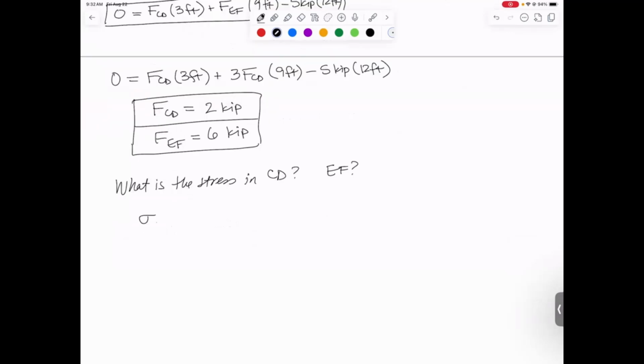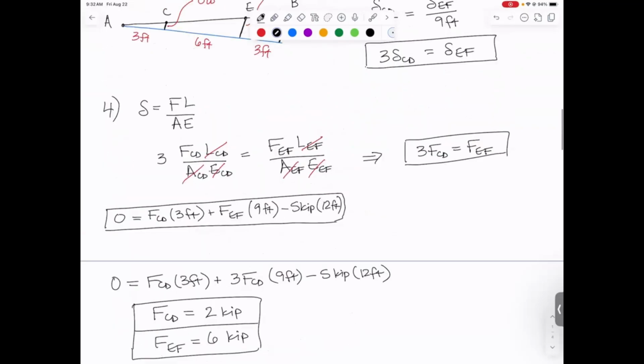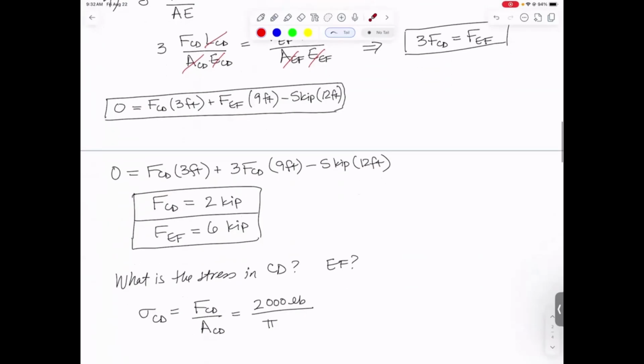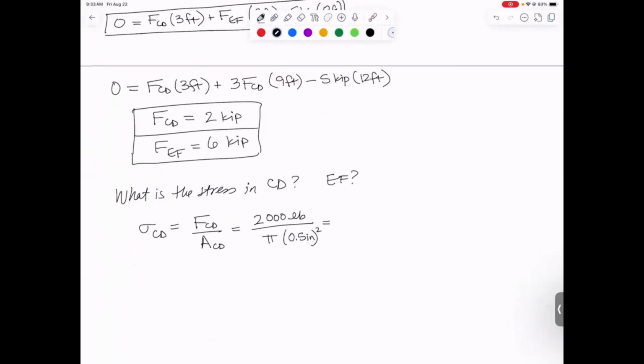If I want to find the stress in CD, that's going to be the force in CD divided by the area of CD, right? This is just normal stress. You take the force over the area. So let's put in the 2 kips. If you would like, you can write that as 2,000 pounds. And we divide it by the area, pi times the radius squared. Do you remember how big the diameter was? The diameter was 1 inch, so the radius would be a half inch. We square that. The number comes out to be 2,546. We'll round that to 50. And the units would be pounds per square inch, so PSI. That's what I get for the stress in CD.